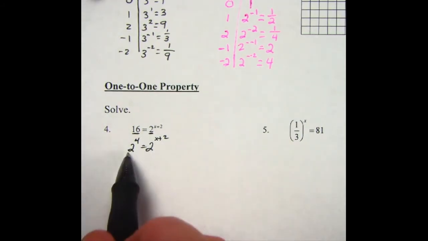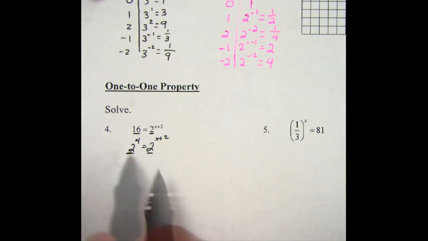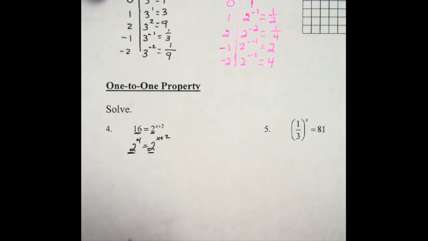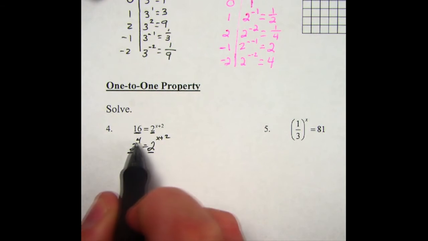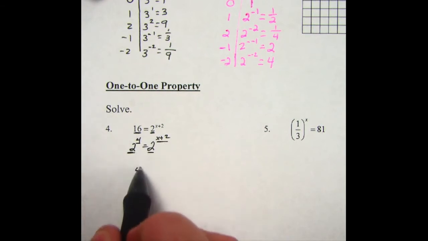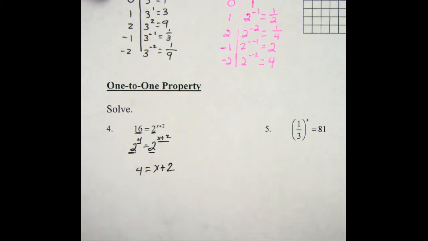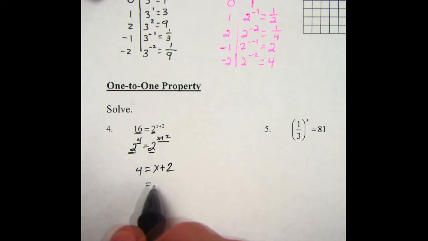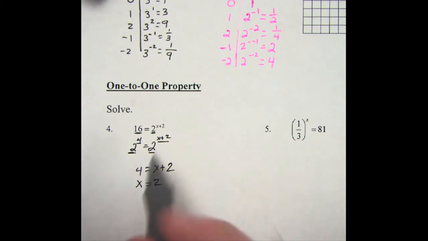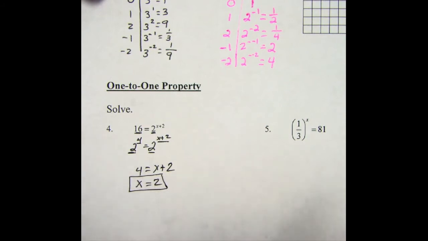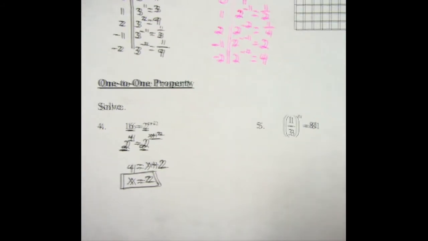Now, if the bases are the same, 2 and 2, that means the exponents are going to have to match up exactly too. So what you can do is just ignore the bases at that point, and you know that x plus 2 has got to equal 4. So you solve that hard equation there, and you get x equals 2. Okay, so that's all that you do. Let's go over here and do this one now.